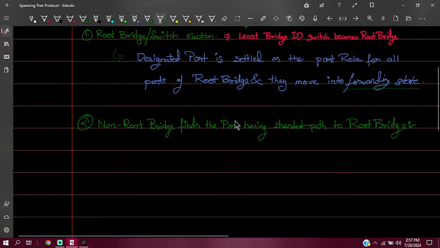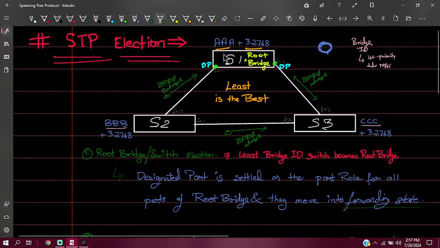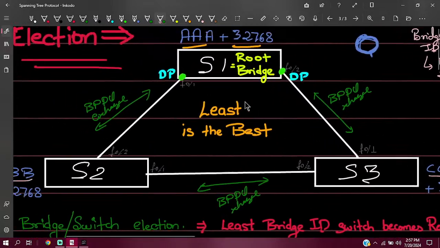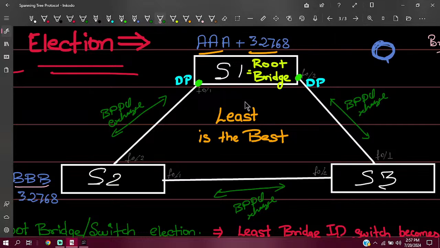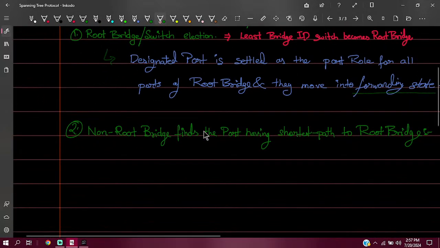तो नॉन रूट ब्रिजेस कैसे पता करेंगे कौन सा पोर्ट है जिससे वो जल्दी पहुंच पाएंगे स्विच रूट ब्रिज तक? हालांकि हम देखकर बता सकते हैं कि स्विच 2 के लिए फास्ट इथरनेट 0/2 है और स्विच 3 के लिए फास्ट इथरनेट 0/1। But devices as a machine, how will they identify? You guys remember, shortest path identification के लिए root bridges या non-root devices identify करते हैं cost of the links.